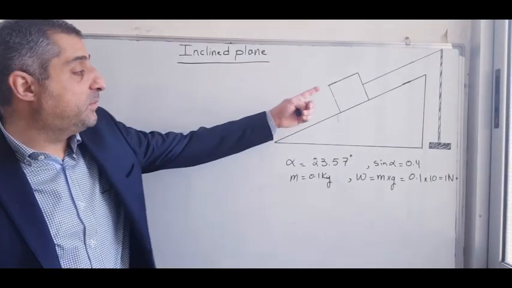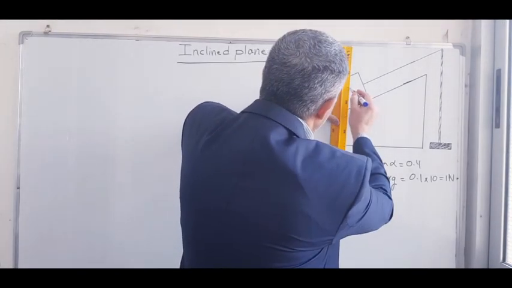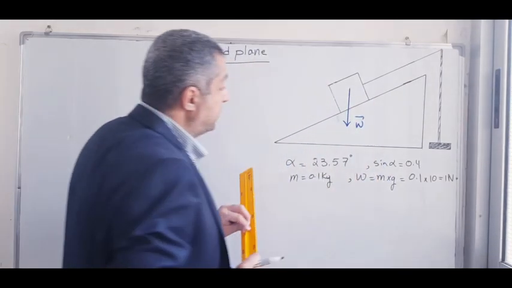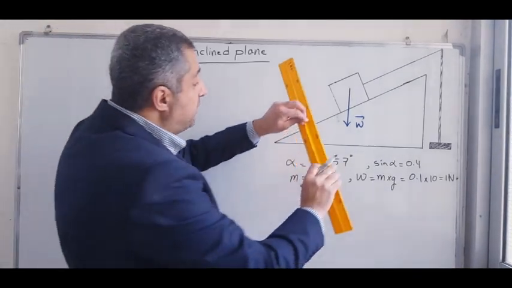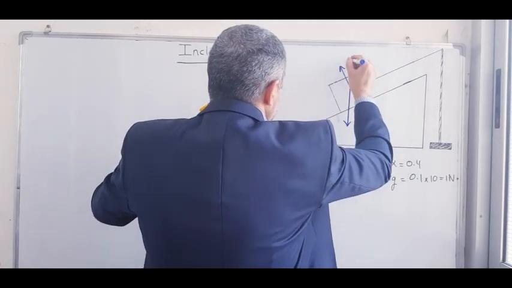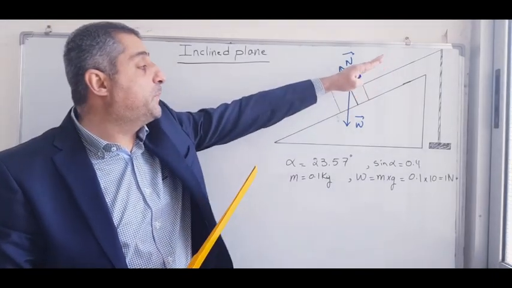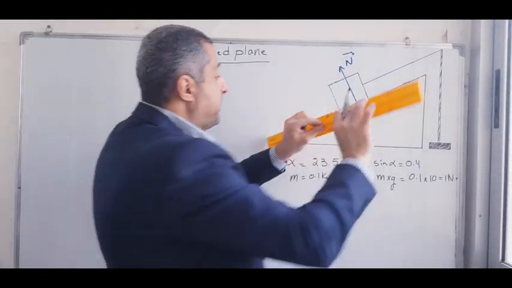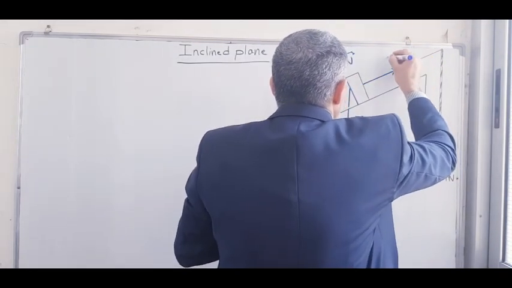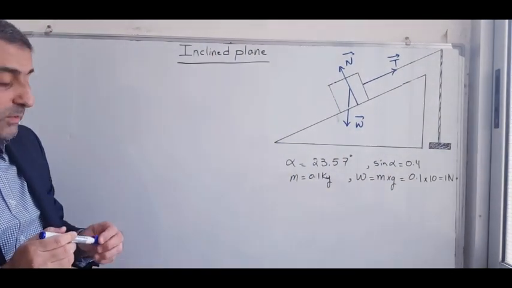The forces acting on the block are three forces acting here. Now we have the weight, which is vertically downward, perpendicular to the horizontal surface. This is the weight W. And the normal reaction, perpendicular to the surface of the inclined plane. This is N, the normal reaction. And the third force is the tension force, parallel to the inclined surface.